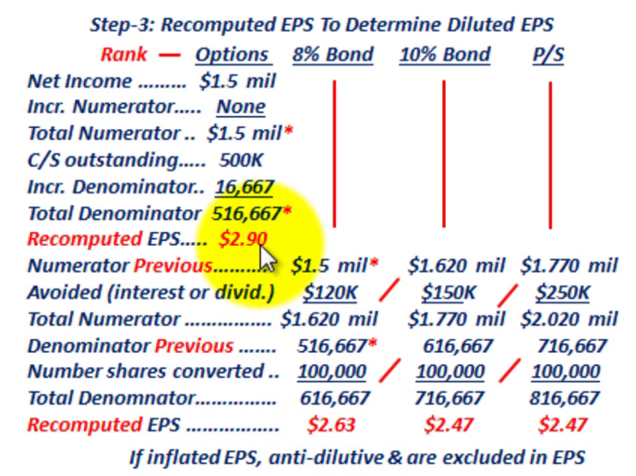So you can see it was diluted. We started out with $2.90 with the options, and then with the 8% bond we got down to $2.63. Since it's gone down in value, it's dilutive.